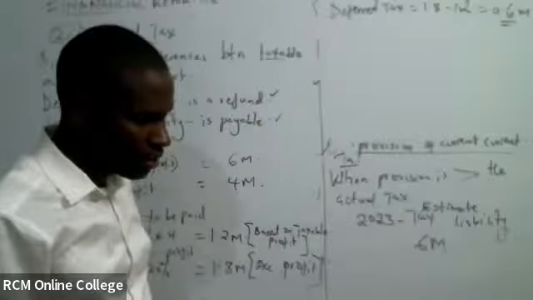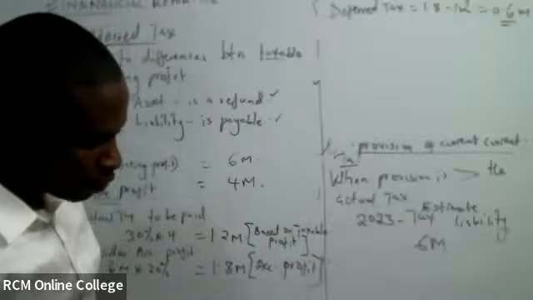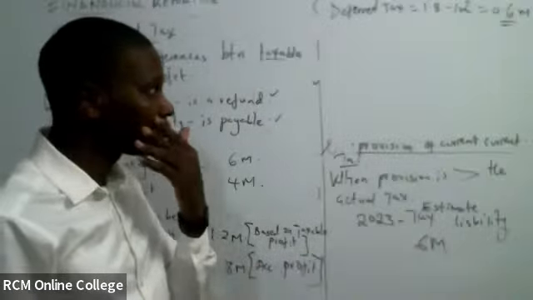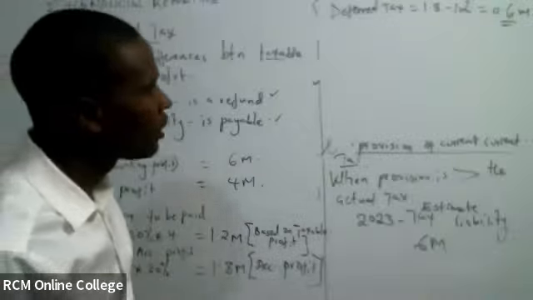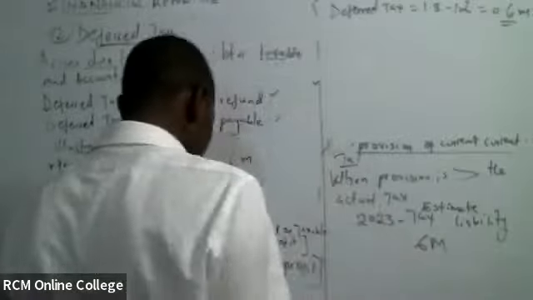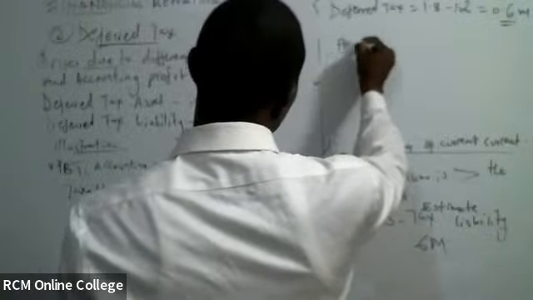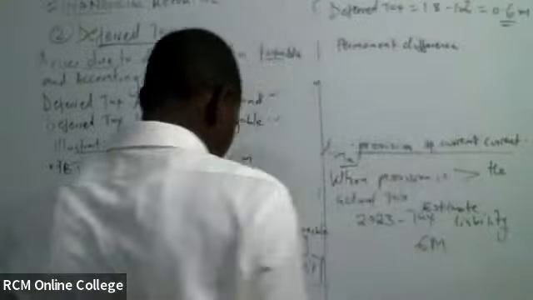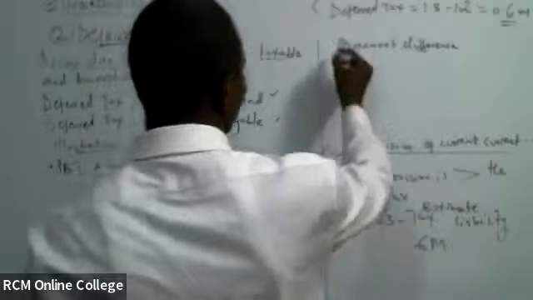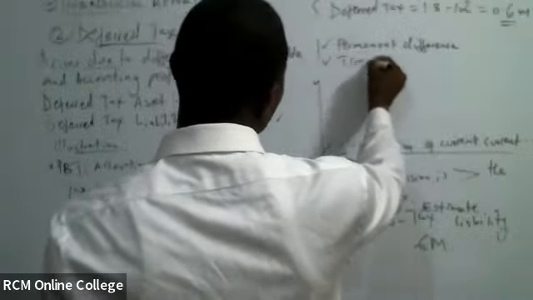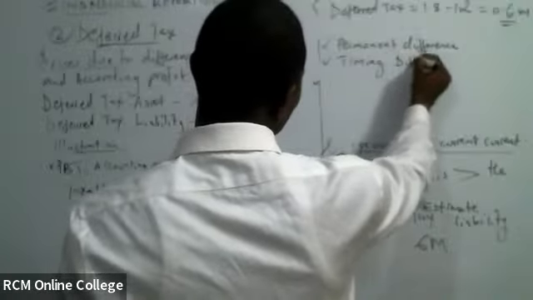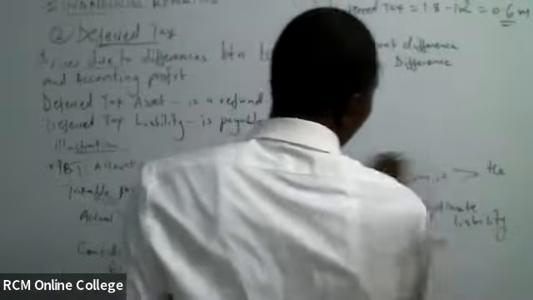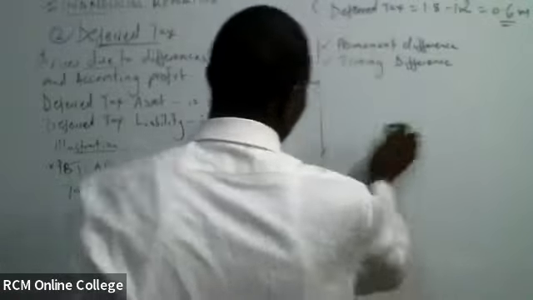NB, the difference between accounting profit and taxable profit can be classified into 2 categories. And these categories are permanent difference and timing difference. So the difference is classified into 2: permanent difference and timing difference.